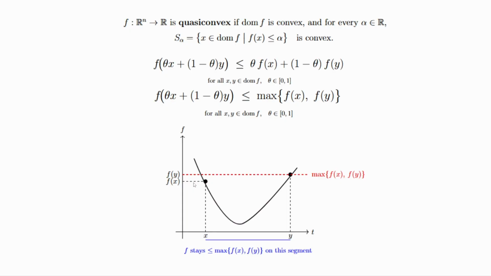Convexity says you're below the chord. Quasi-convexity says you're below the higher endpoint. You're allowed to dip below both, go down and come back up, as long as you never exceed the worst starting point. And this is in fact equivalent to the sublevel set definition. If every sublevel set is convex, this inequality holds and vice versa.